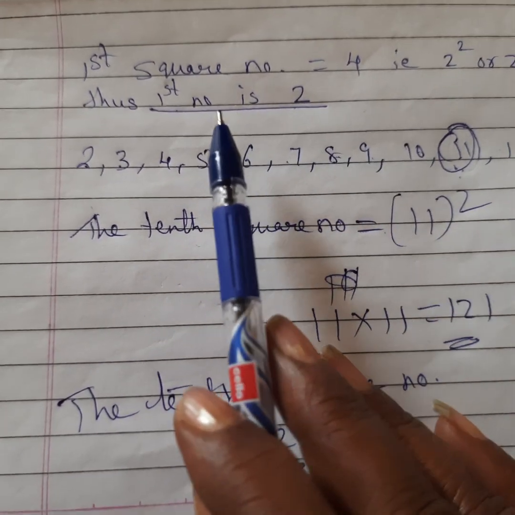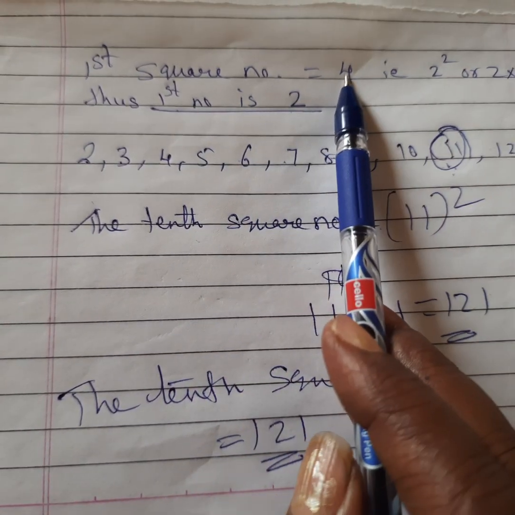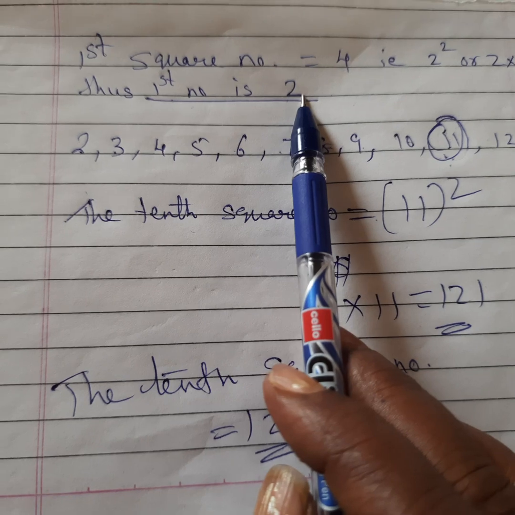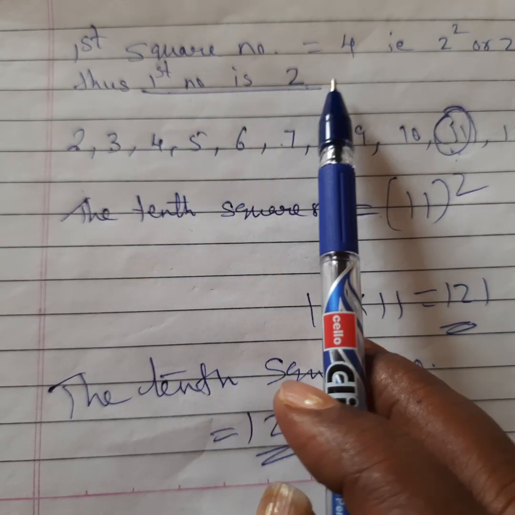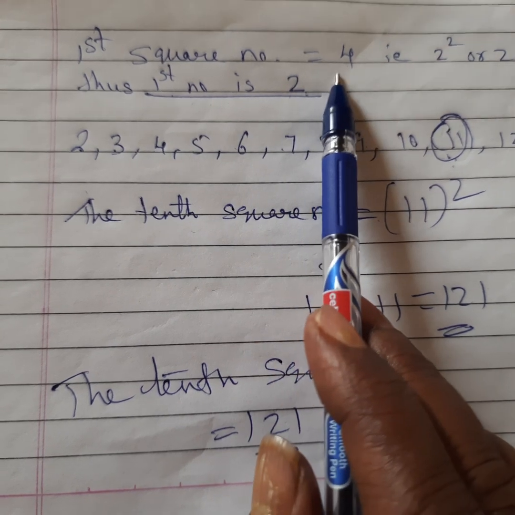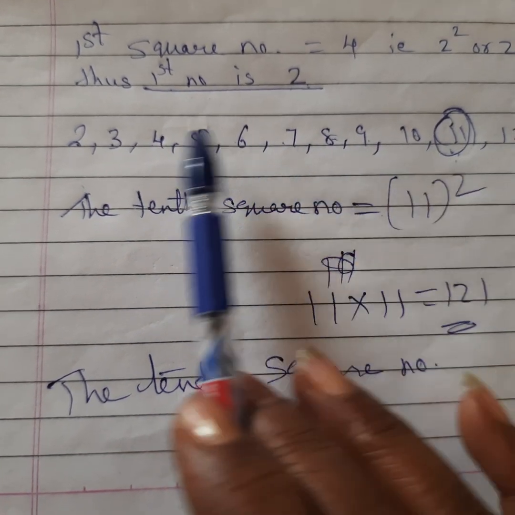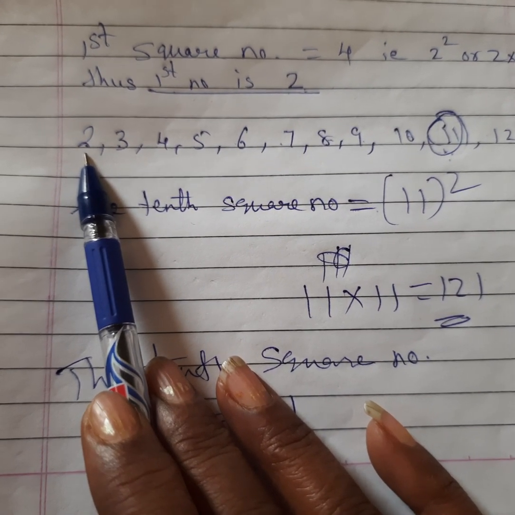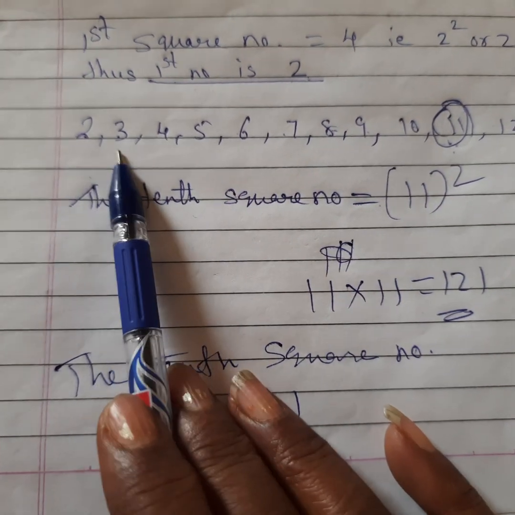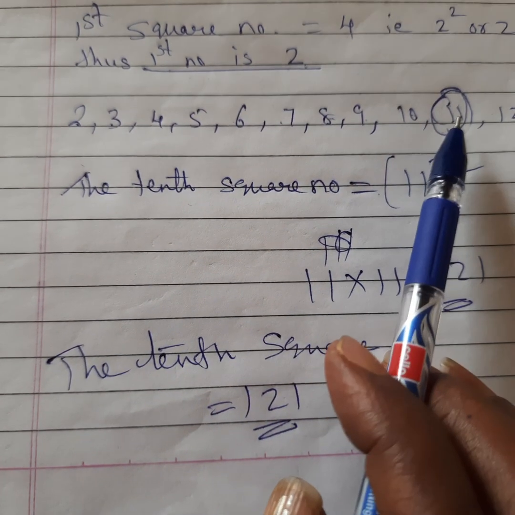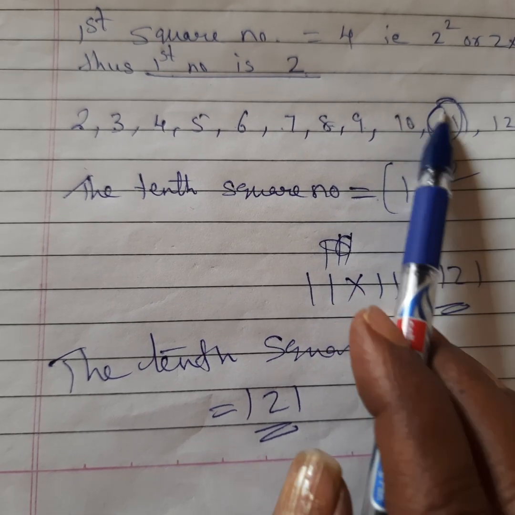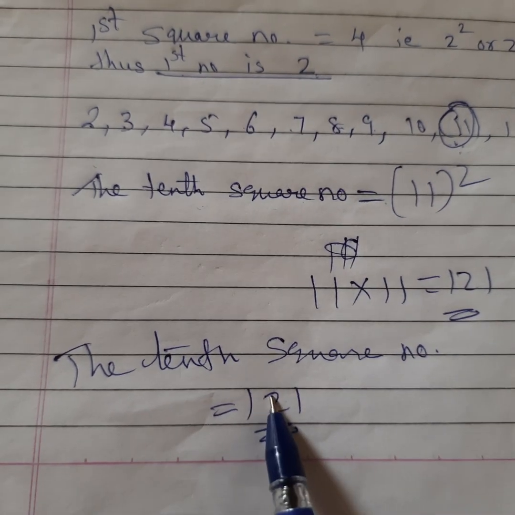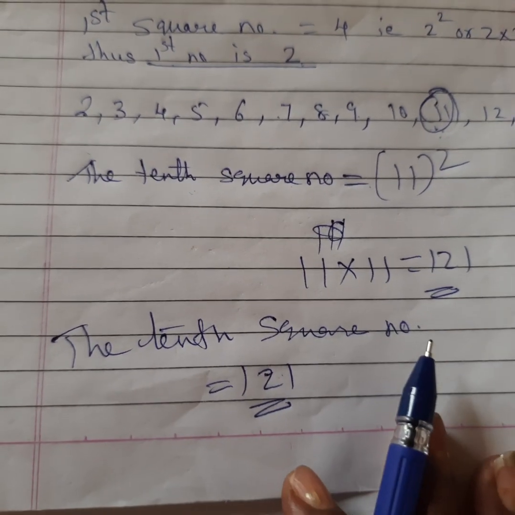Simple and easy. So if the first square number is 4, how did we get 4? When we multiply 2 into 2, it is equal to 4. That means 2 is the first natural number, so we get the square number 4. Then you write all the natural numbers and check which is the 10th one. So if 2 is the first number, we get 4 as the square. Then let's see which is the 10th one. Count 1, 2, 3, 4, 5, 6, 7, 8, 9, 10. So the 10th natural number is actually 11 square. So the 10th square number is 11 into 11, 121. This is how you can find out the square number, children.